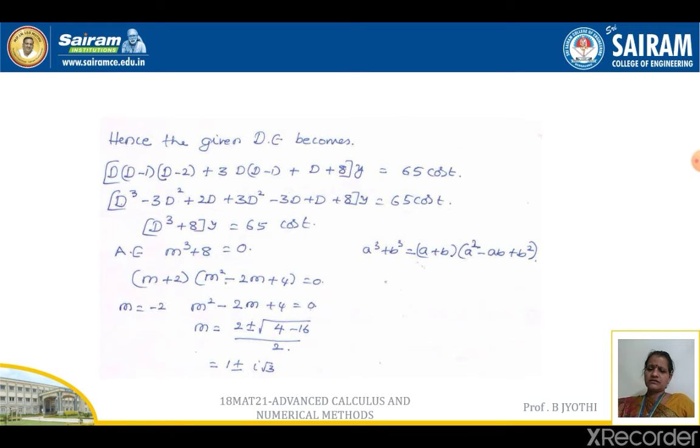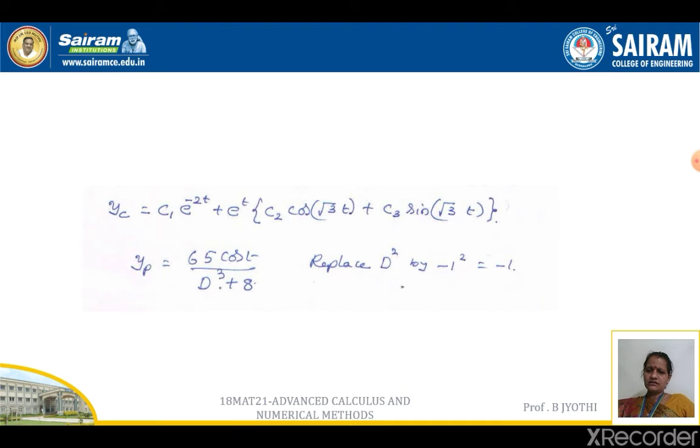And we can take 4 outside, that will become 2. And 2 will be cancelled in the numerator and the denominator. So we are getting 1 plus or minus i root 3. These are the roots we are having, that is 3 roots. One is minus 2, another 2 are complex conjugate roots. So it is a mix of both real as well as complex conjugate.